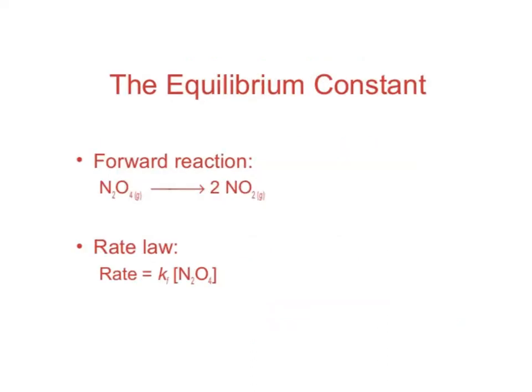Now we're going to define something called the equilibrium constant. In order to do that, we're going to think about the forward reaction. So here we have the forward reaction, N2O4 decomposing into two NO2s. If we were to write the rate law of this elementary step, it would be rate equals K forward times the concentration of N2O4.